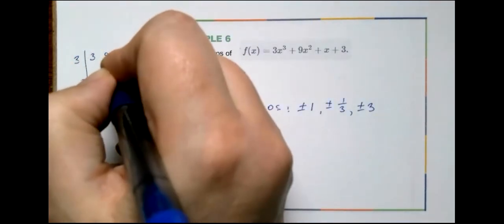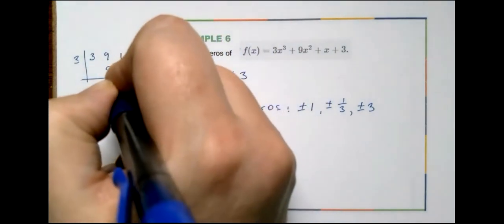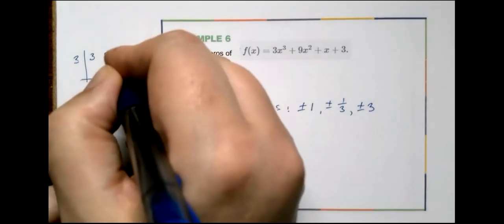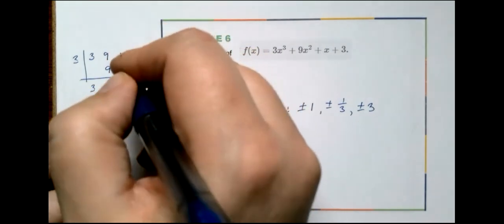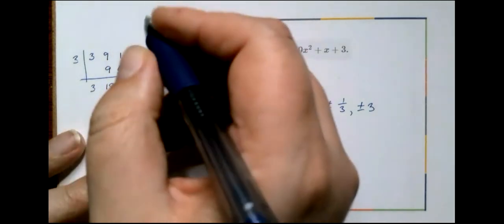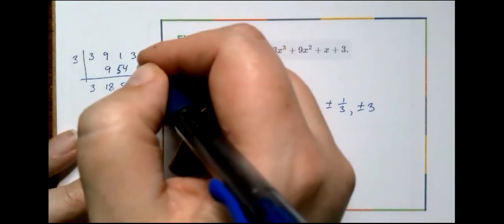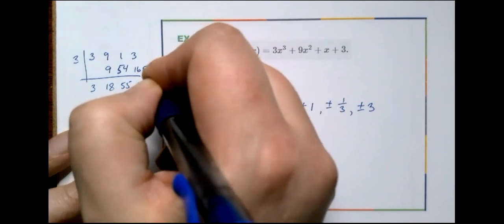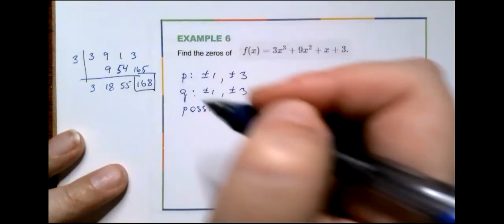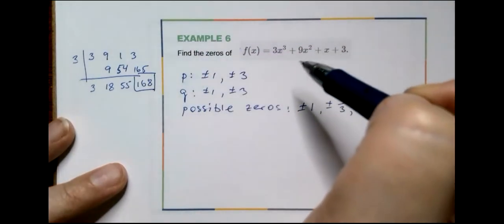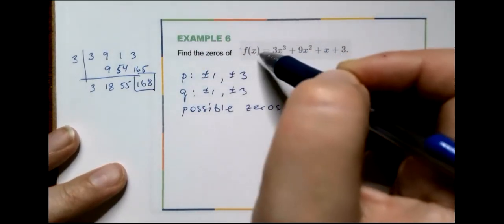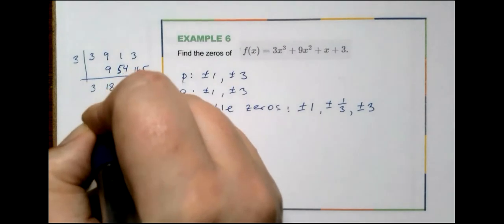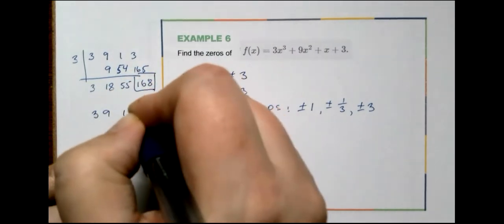Bring 3 down. 9 positive, that's 18 times 3, that's 54. So 55. And then we have times 3, 150 plus 15, 165. So I can tell right now that no, it's not a 0. The function value at x equals 3 is 168. Okay, let's try a negative 3.